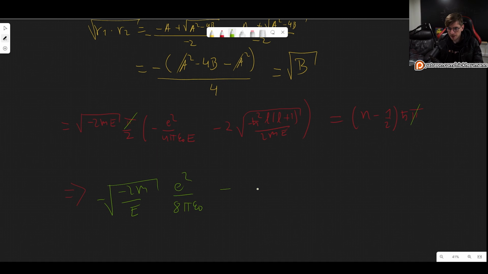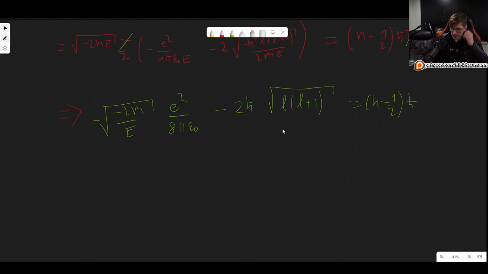And then we have minus 2 times the square root. Let's see, now the minus signs that are inside will cancel out. The 2me cancels out, and we are left with h bar squared times l plus 1. Of course we can take the h bar outside, so we get 2 h bar square root of l plus 1. And now we have just this thing, so n minus 1/2 h bar.